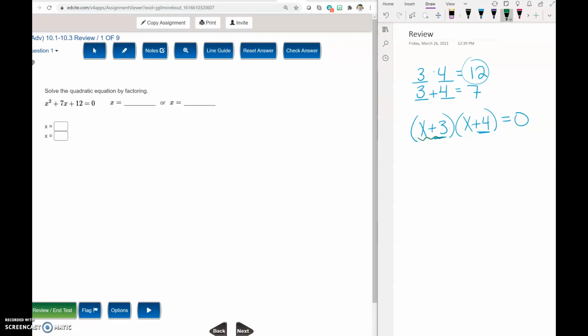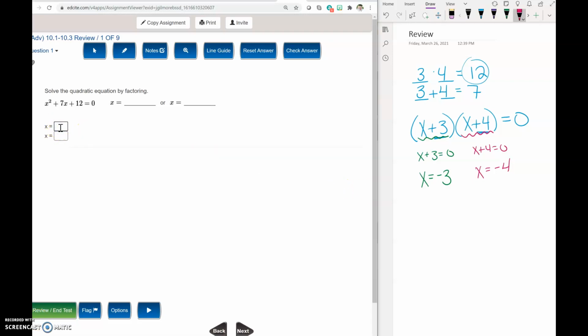So if the first set of parentheses is 0, if x plus 3 has to equal 0, one of our answers is negative 3, because negative 3 plus 3 is 0. If the other one has to equal 0, we subtract 4 on both sides. X equals negative 4, because negative 4 plus 4 would give us 0. So our answers are negative 3 and negative 4.